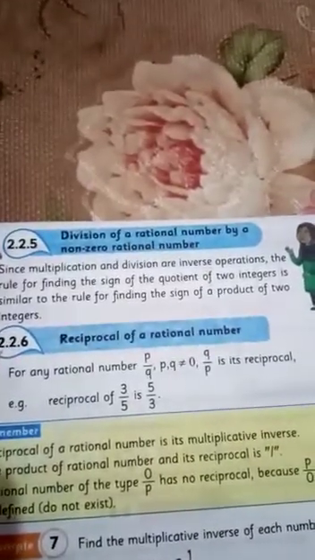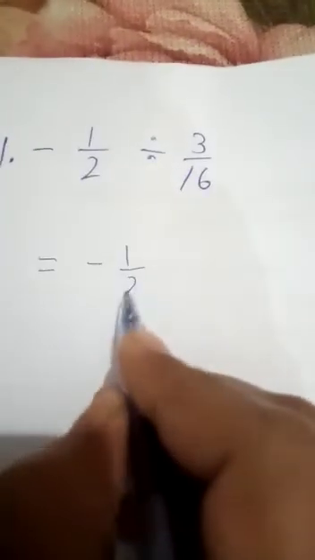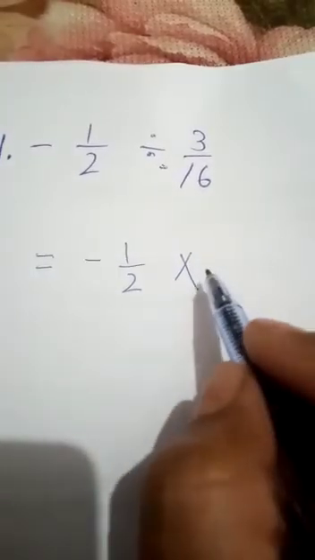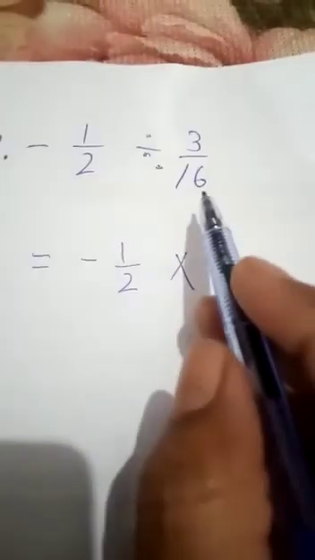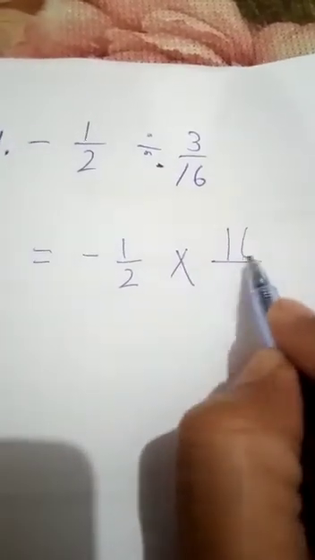Now how will we do it? For example, I have a question. This is our question number 1. Minus 1 by 2 divided by 3 by 16. Now multiplication and division are inverse operations. The rule for finding the sign of the quotient of two integers is similar to the rule of finding the sign of the product of two integers. Now students, first we convert the division into multiplication, and when we convert the sign we get the reciprocal of this fraction, 16 by 3.